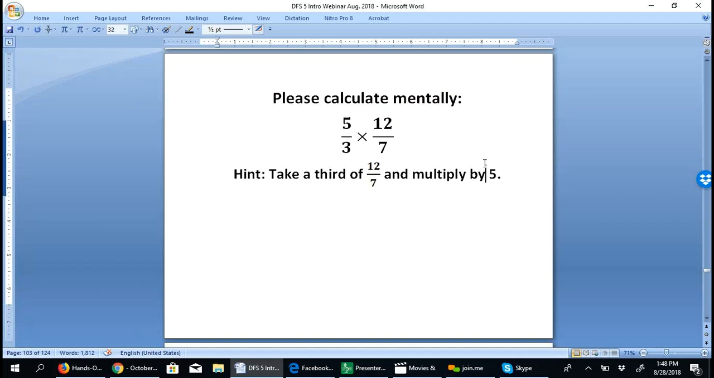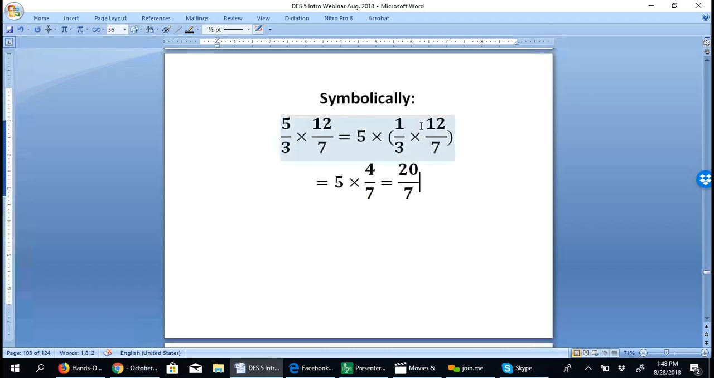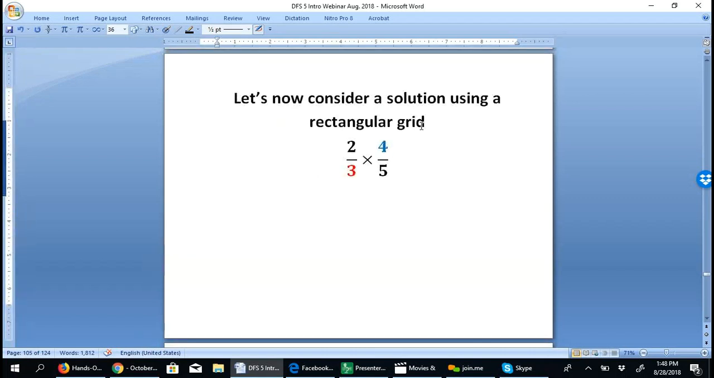Okay, let's calculate mentally. What is 5/3 of 12/7? Are you able to do all of this mentally? Well, let's see. 1/3 of 12/7 is 4/7, times 5 is 20/7. So 20/7 looks good. Okay.